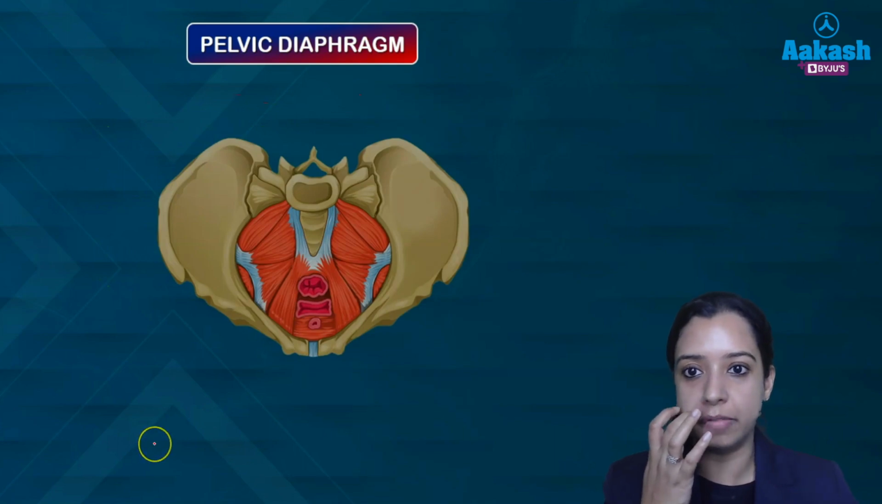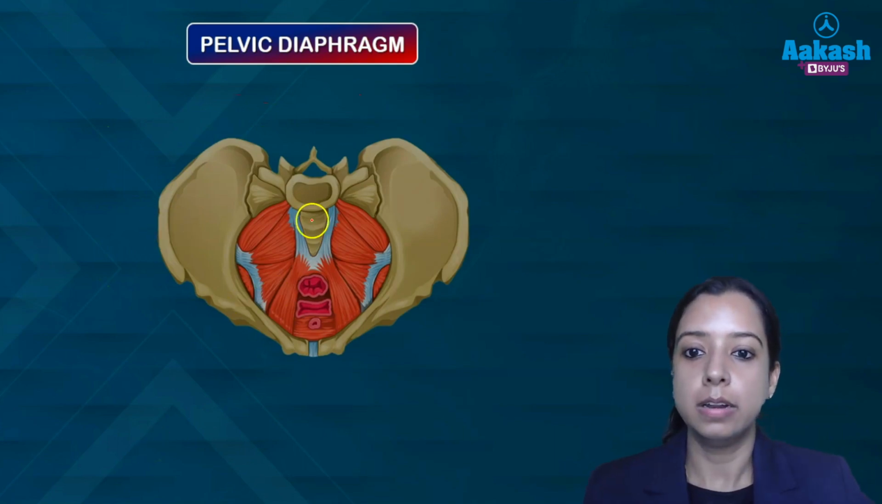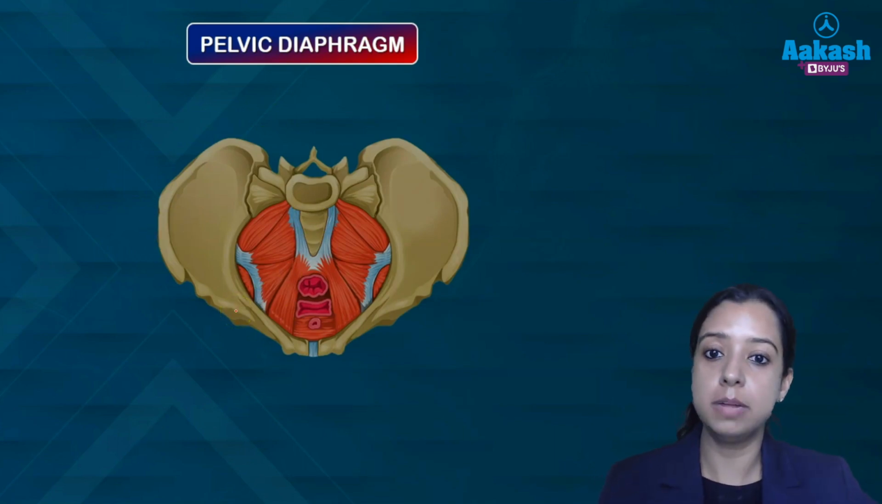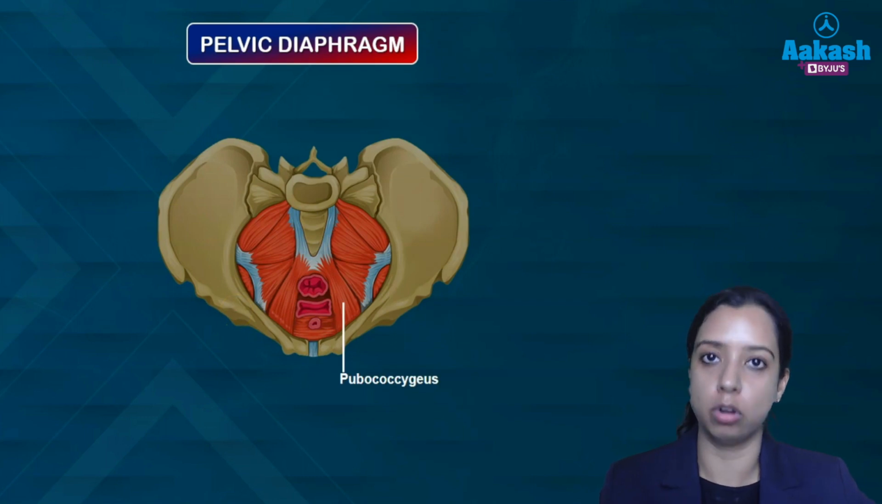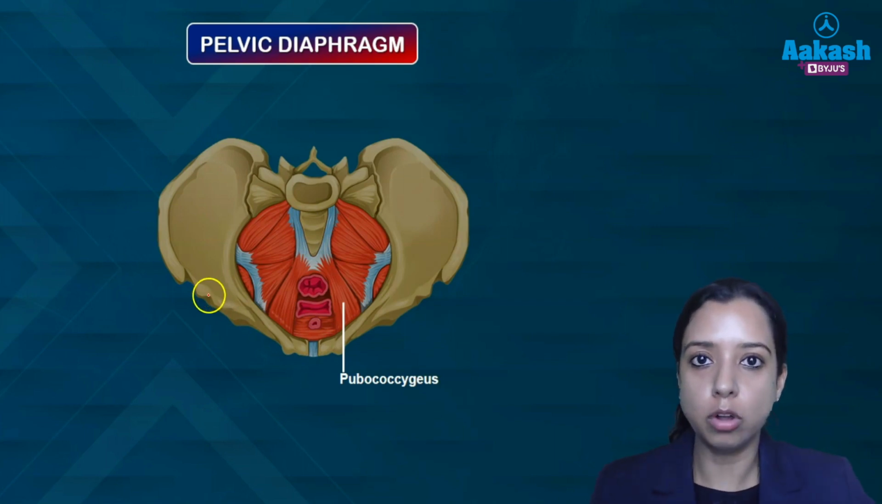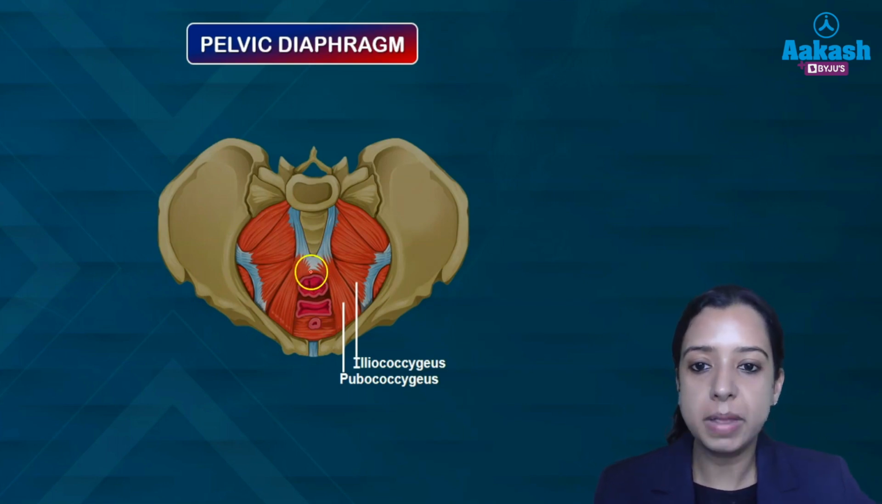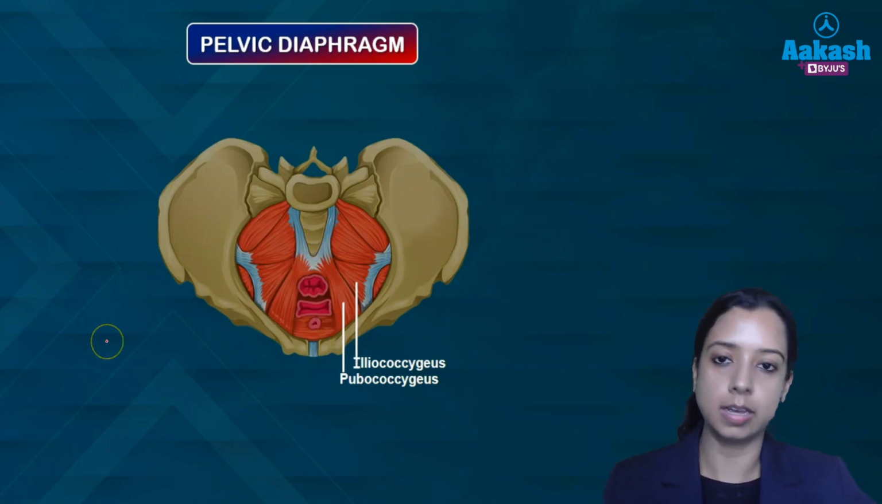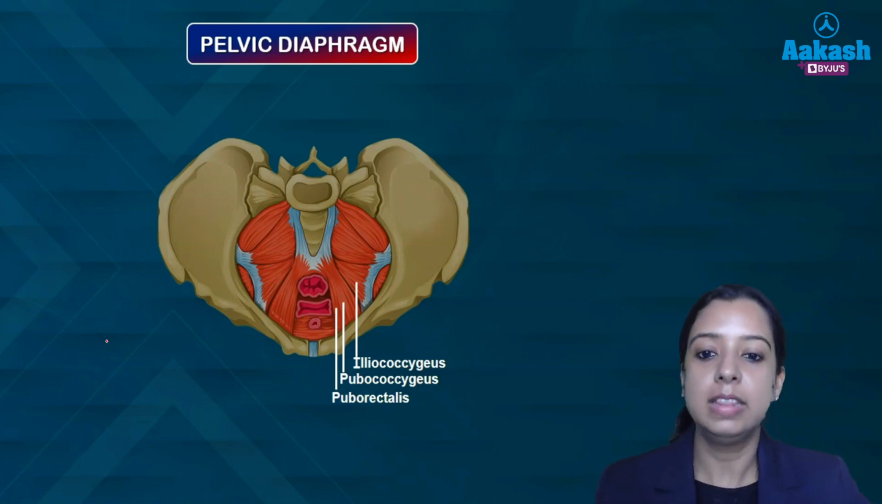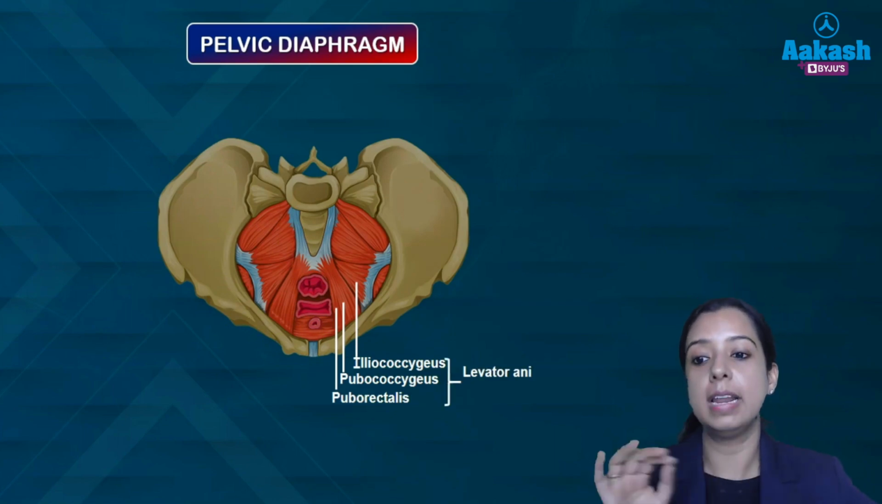So, see this is your pelvis, you are seeing from above. Now, the levator ani is a muscular sheet made of 3 muscles. One is pubococcygeus. The pubococcygeus fibers run downwards and backwards. That is the direction of levator ani, downwards and backwards. Then iliococcygeus, from ilium to coccyx, and the medial most fibers of pubococcygeus are called puborectalis. These 3 together form levator ani.